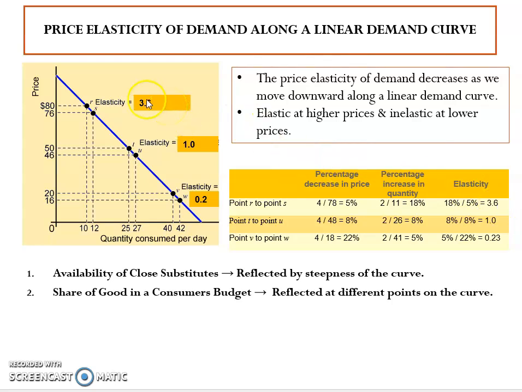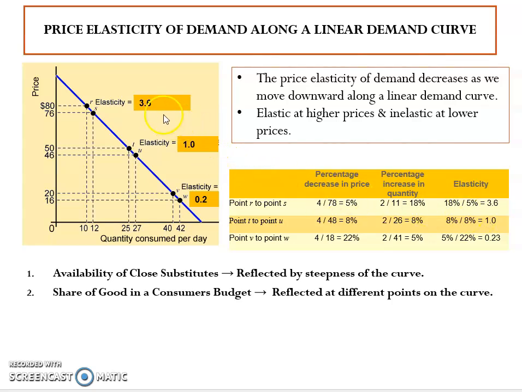Notice, though, that if instead of going from 80 to 76, we go from 50 to 46, which is a $4 decrease, just like 80 to 76, we see an increase of 2 units from 25 to 27, just like we saw an increase of 2 units before. So in terms of the slope, it's the same value. $4 decrease in price leads to 2 unit increase in quantity. But we're not calculating slope. We're calculating elasticity. And when you do these percentages, you'll find between these two points here, you have an elasticity of 1.